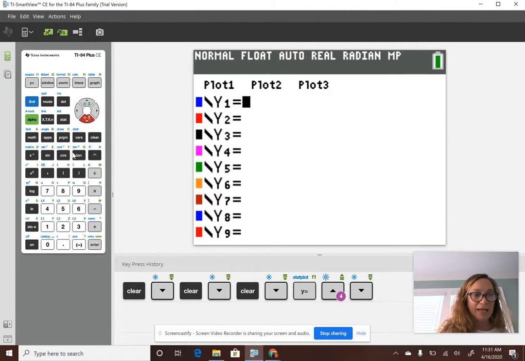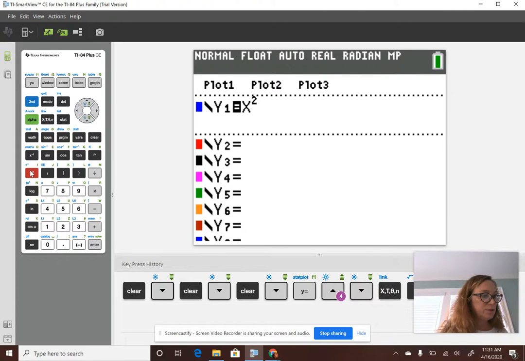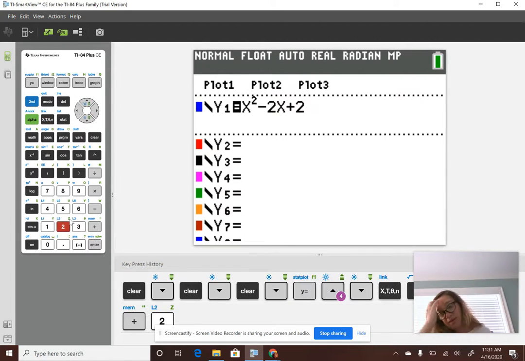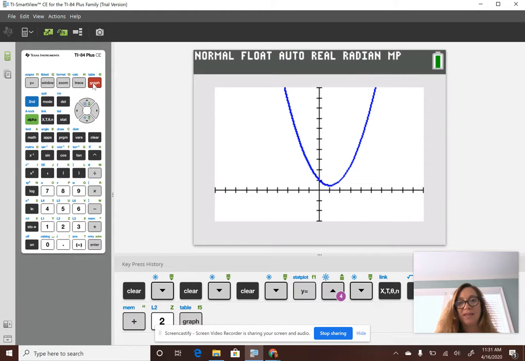So you want to type x squared subtract 2x plus 2. One of the things you have to be careful of is the subtraction sign and the negative sign read differently. Okay, then when I hit the word graph, I get this picture.